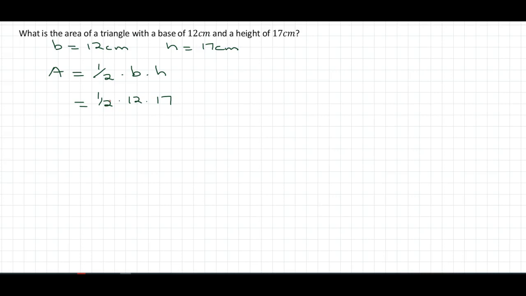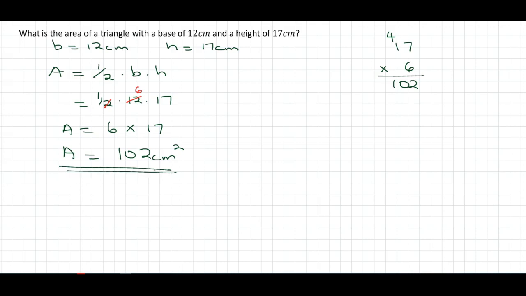And so 1/2 of 12, we can divide that and we can see that that is going to be 6. And so we now have 6 multiplied by 17 for our area. So let's go ahead. 17 multiplied by 6. 7 multiplied by 6 is 42. We write 2. We bring 4 up here. 1 multiplied by 6. 6 plus 4, we have 10. So this is going to give us 102 square centimeters. So the area of this triangle is 102 square centimeters.